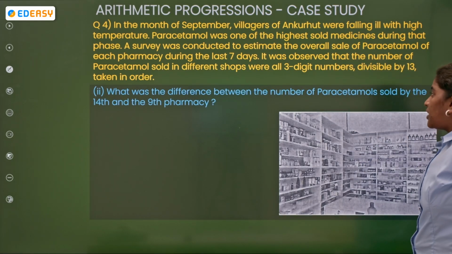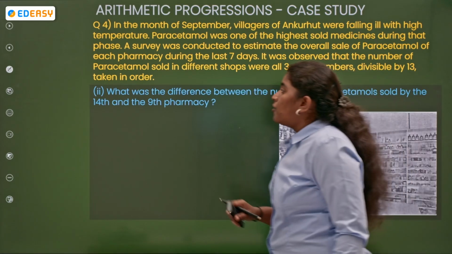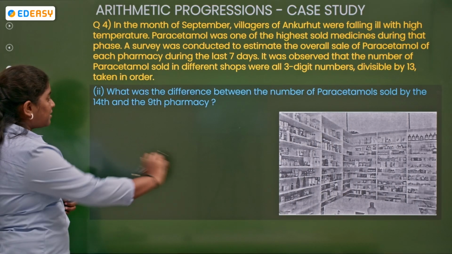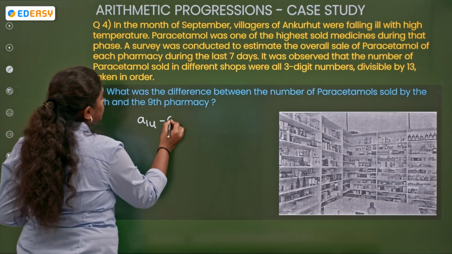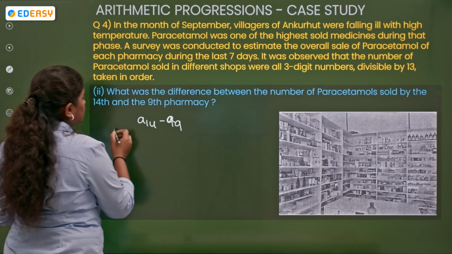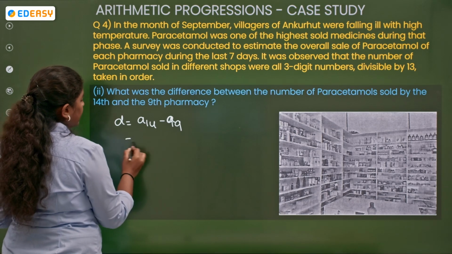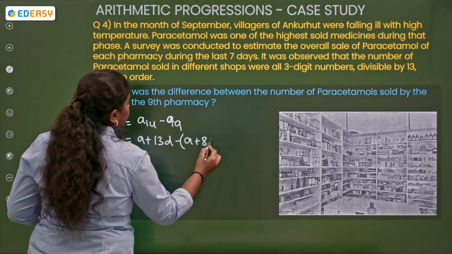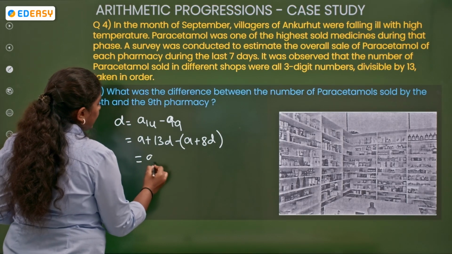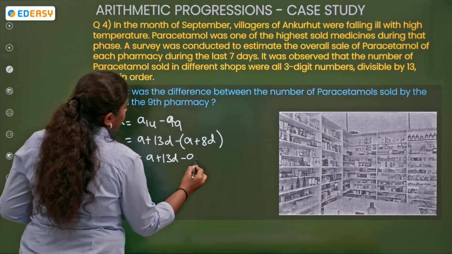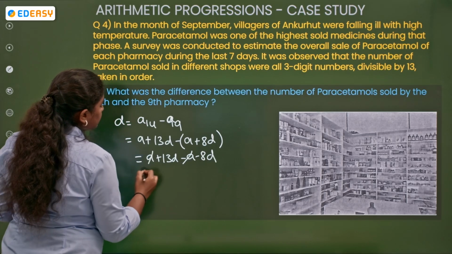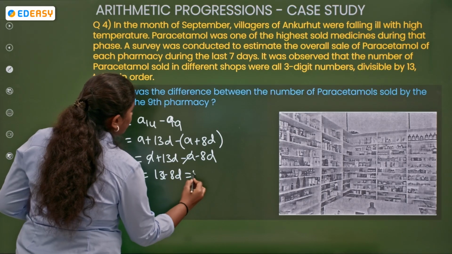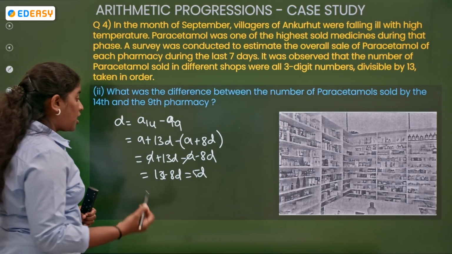What was the difference between the number of paracetamol sold by the 14th and the 9th? They are asking for the difference. It means what? a14 minus a9, right? So the difference is a14 minus a9. That is (a plus 13d) minus (a plus 8d). So here a plus 13d minus a minus 8d. a cancels. So 13d minus 8d, which becomes 5d. Right. Now what is the d?